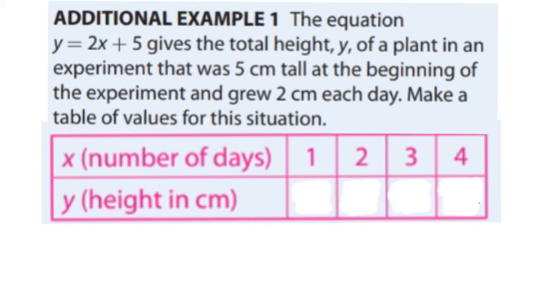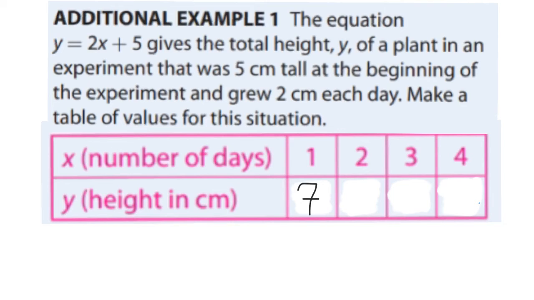For number of days, I'm going to use X: 1 day, 2 days, 3 days, 4 days. So I'm going to put 1 in for the value of X. So 2 times 1 is 2, plus 5 gives us 7. So I get the plant on Monday. I come in, 1 day has gone by, and my plant is now 7 centimeters tall.